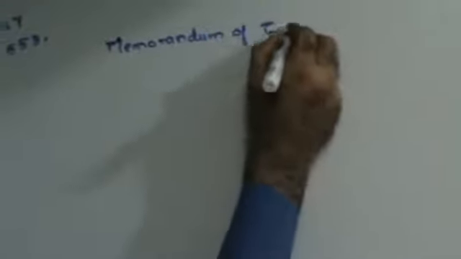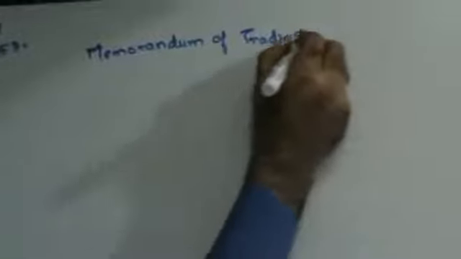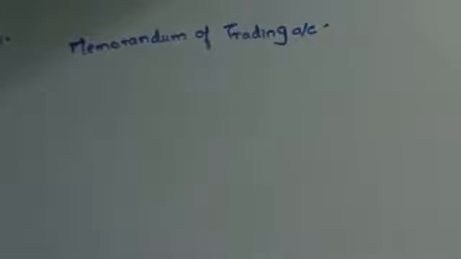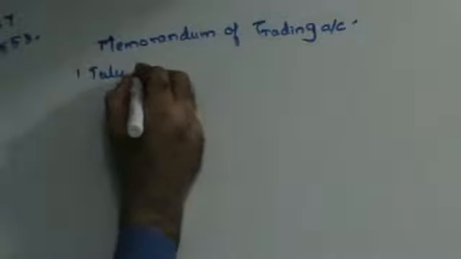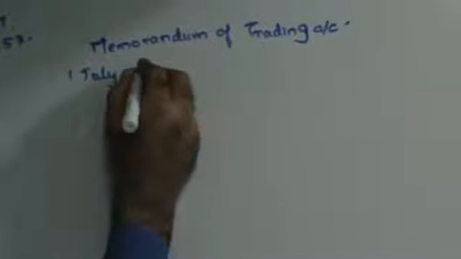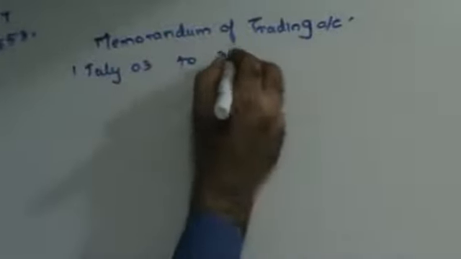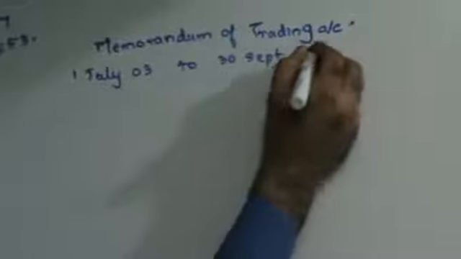First thing that you do is you make memorandum of trading account. The trading account which is made for the year in which fire has occurred is called memorandum of trading account. So this is going to be from 1st July 03 to 30th September 03. Right? Let's start.